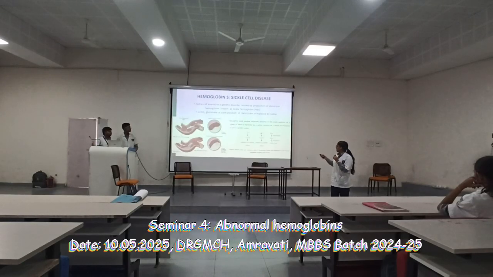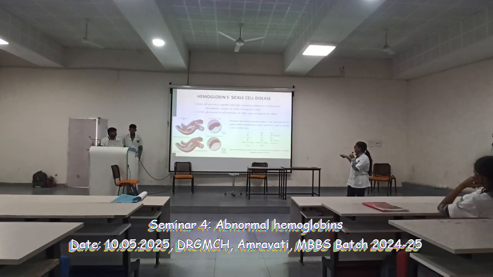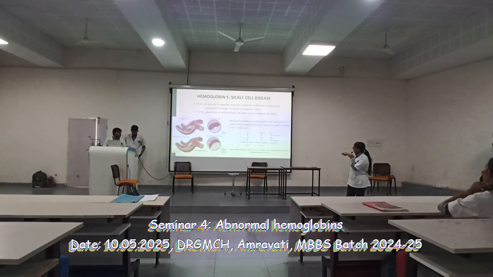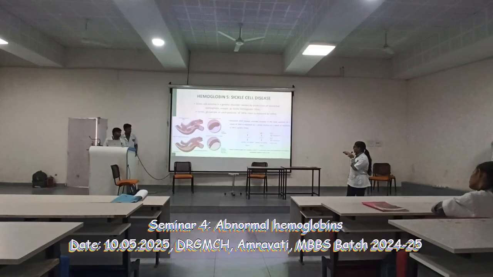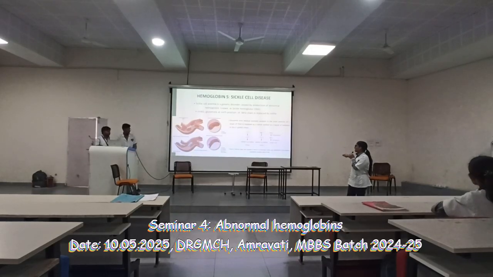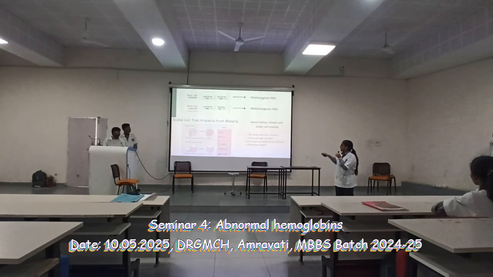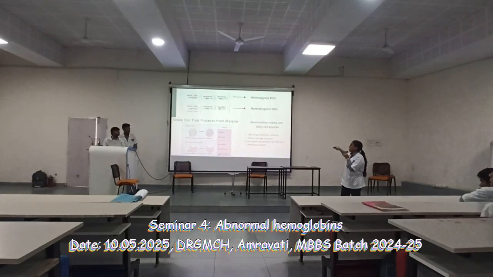Basically, here we can see there is a change in a single nucleotide, where adenine takes the place of thymine in the gene. Due to this error, an altered codon is formed, that is GUG is formed in place of GAG, and there is formation of valine in place of glutamic acid.